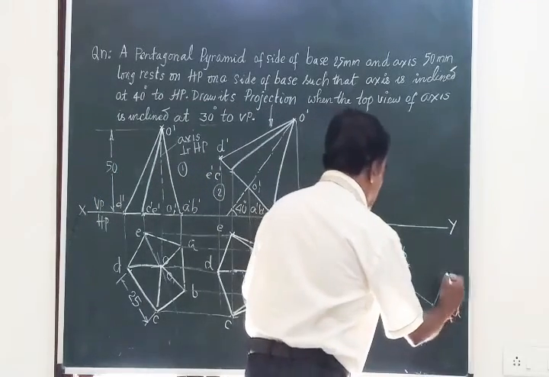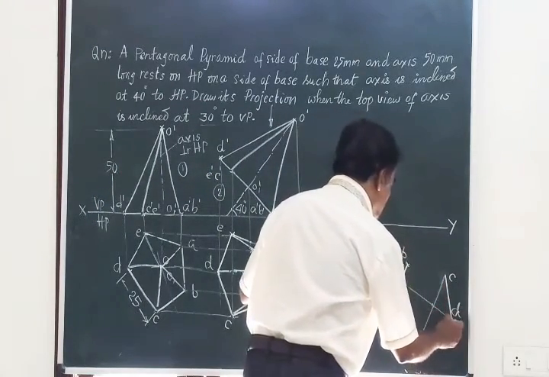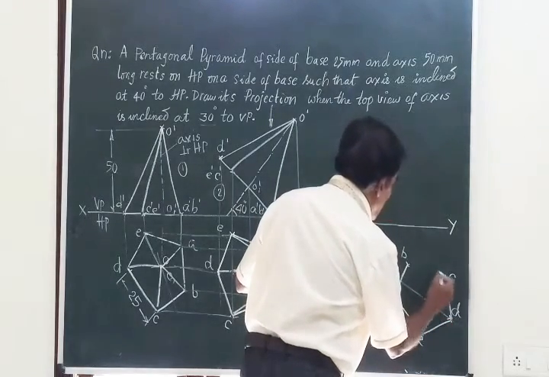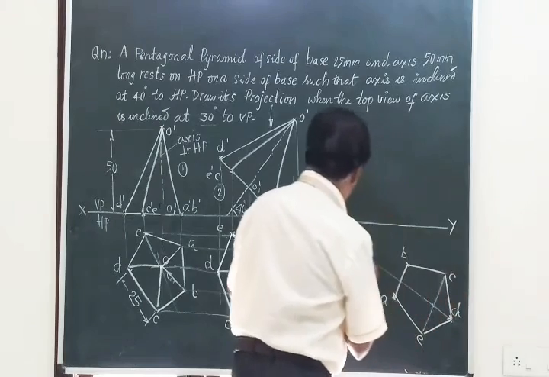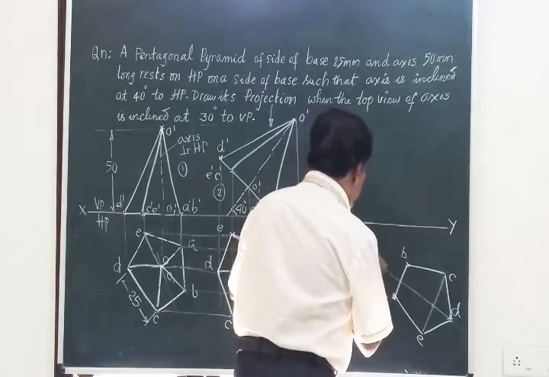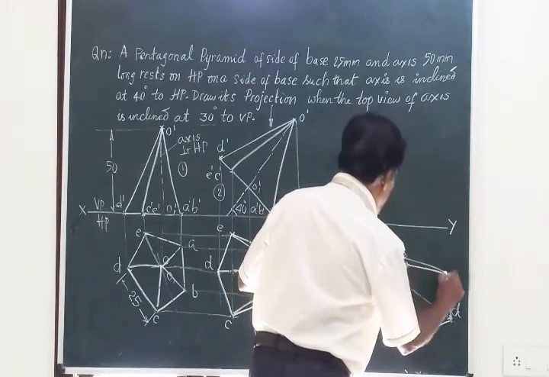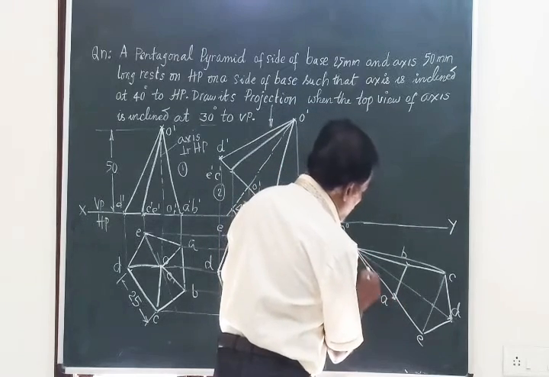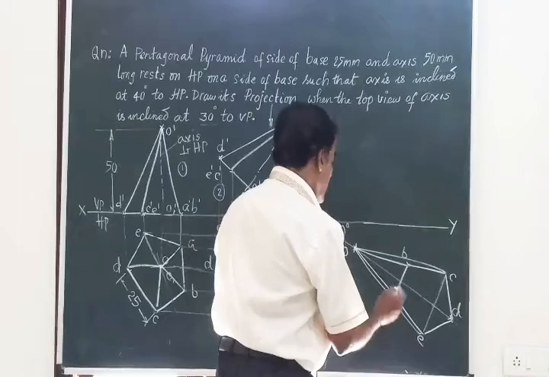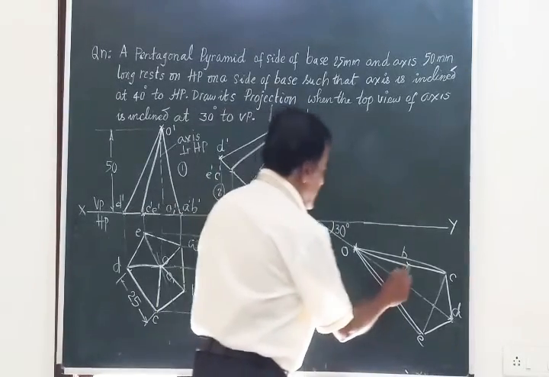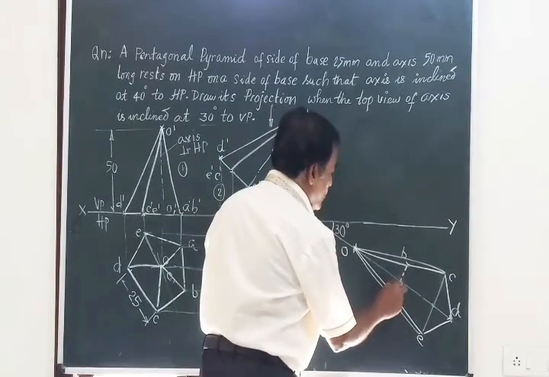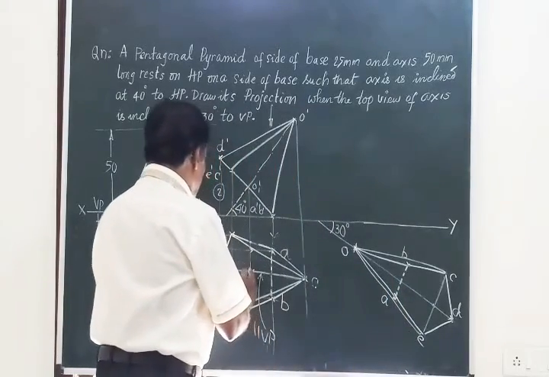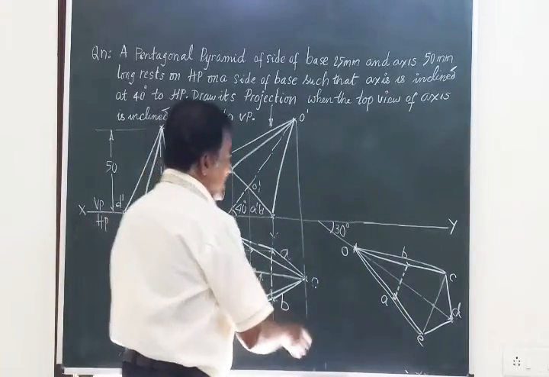So I am going to join C to D, D to E, A to E, B to C, then O is to be joined to C, O is to be joined to B, then O to A, O to B. Then here, this AB is a dotted line. So I will show it by an invisible line. Then locate this O1 also from D.